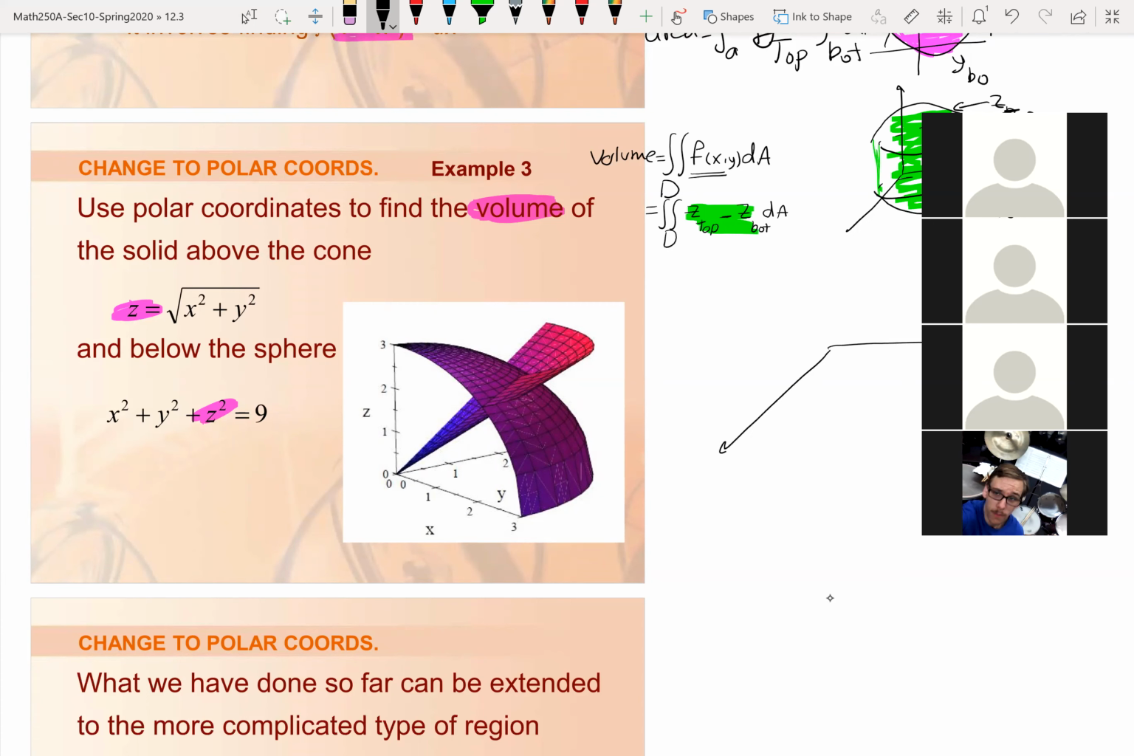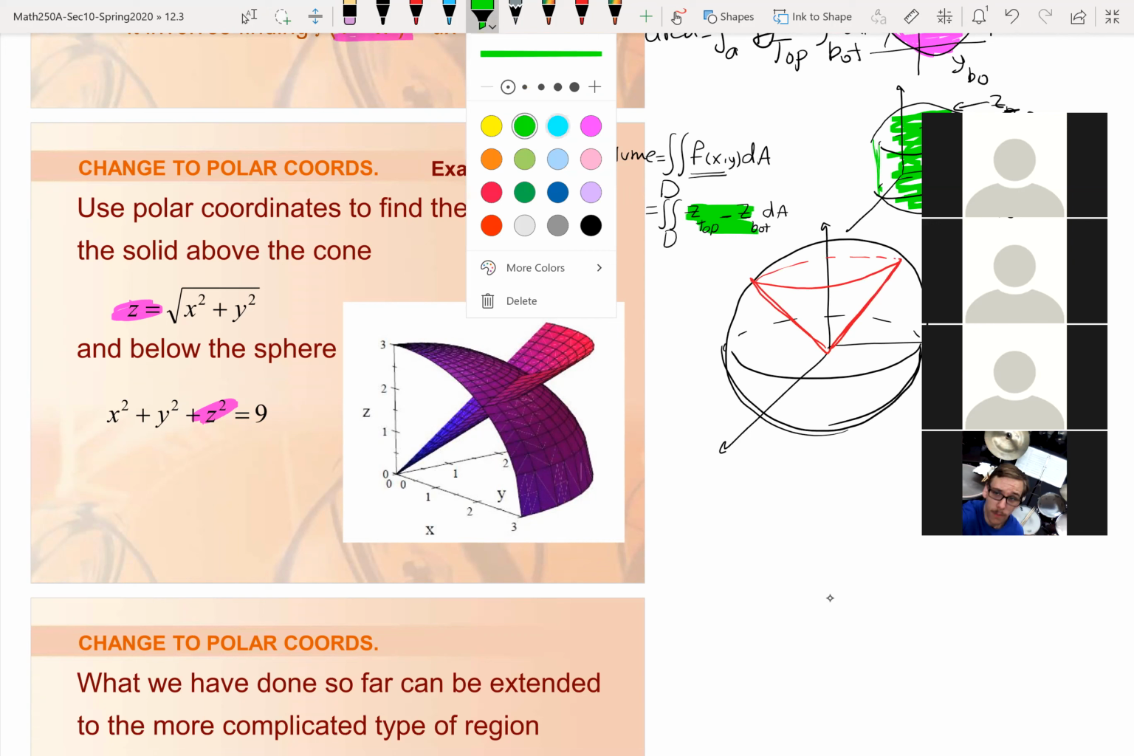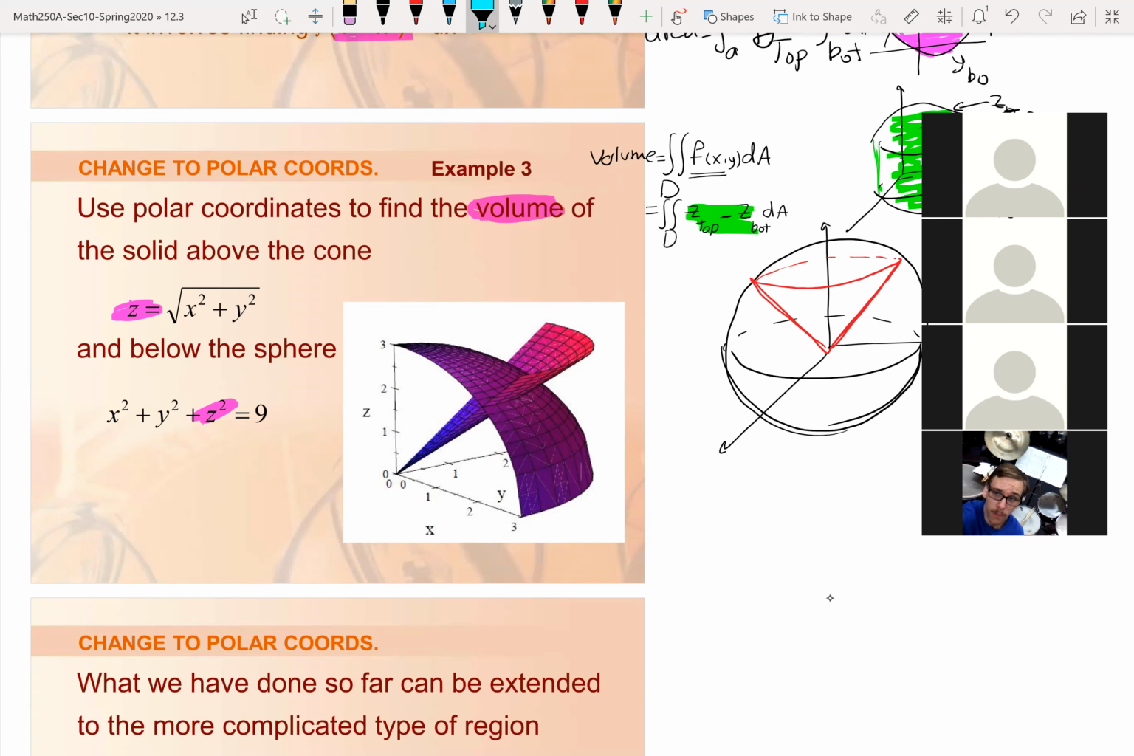You have one sphere with the radius of 3. And then the other one was the cone. So I make my cone nicer because I have to erase the sphere anyway. All right, so this is just going to be the cone. If I just say what the region or the solid is, it says it has to be above the cone.